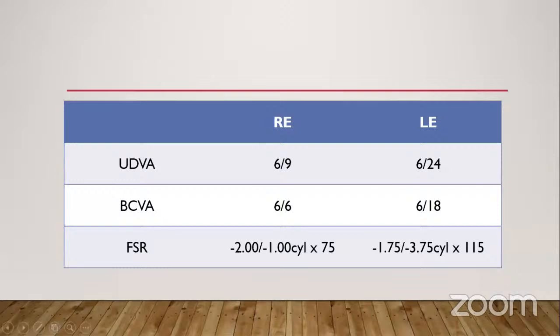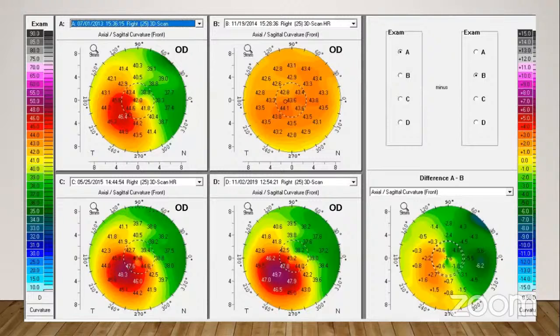Her visual acuity was better in the right eye than in the left eye because of the difference in the keratoconus. Mild keratoconus in the right eye and moderate keratoconus in the left eye. So we went ahead and did cross-linking for her in 2013, and she was not very regular in her follow-ups. She used to visit us once every 2 years. During her follow-up visits, we found a progression in the keratoconus again.